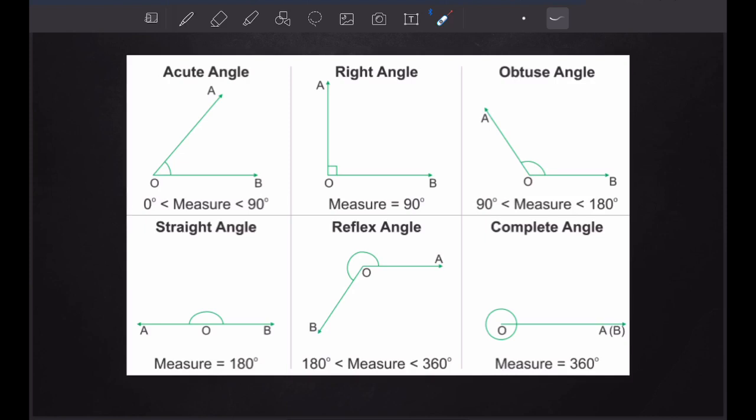Okay, so acute is less than 90, right is exactly 90, obtuse is greater than 90 but less than 180, straight angle is exactly 180, reflex is the outer part of an angle. It's like your elbow. Okay, if this is your arm, this is your inner arm, that's your elbow. It's greater than 180 but less than 360, because 360 is a full circle, a complete angle.